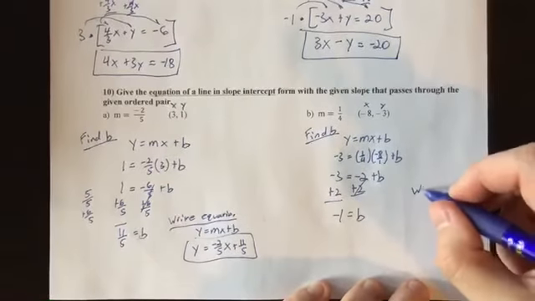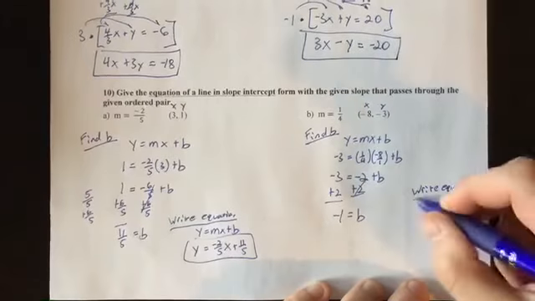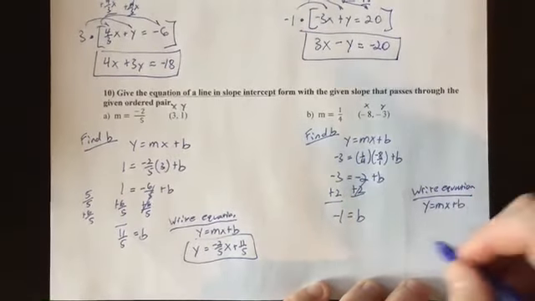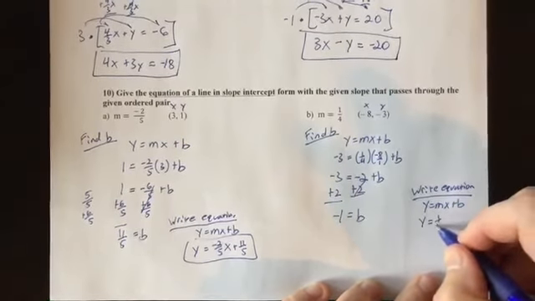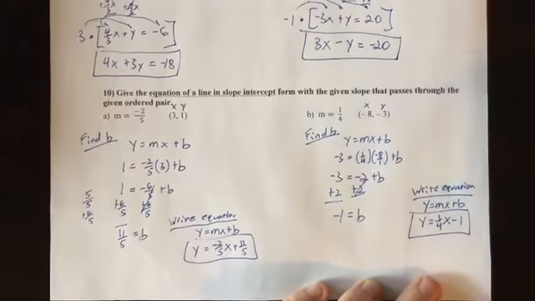Okay. Now let's write our equation. And that y equals mx plus b form. Just going to substitute in for m and b. We get y equals 1/4 x minus 1. And there's our answer.